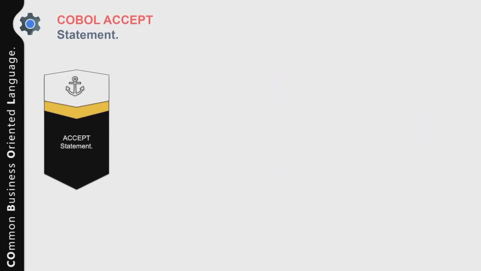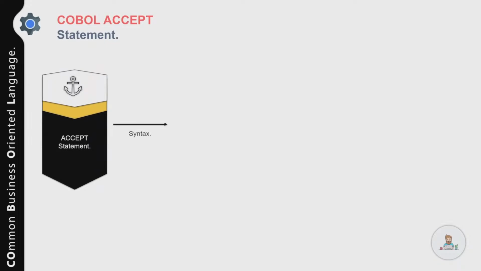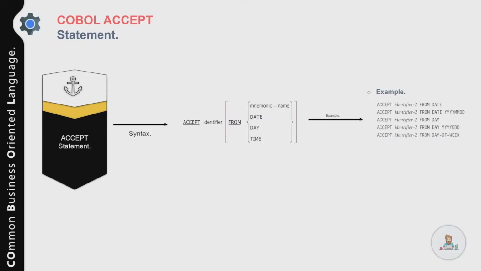Now let's talk about the syntax of the ACCEPT statement. The syntax is pretty simple and straightforward. You have the ACCEPT keyword followed by an identifier. After that you have the FROM keyword followed by a couple of additional options, and these options are used to read low volume data from the operator console or some other hardware devices or from the operating system itself.